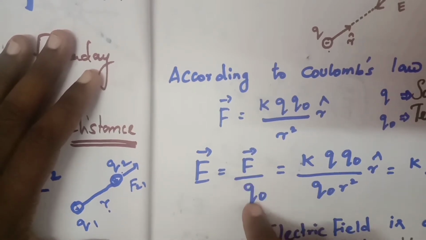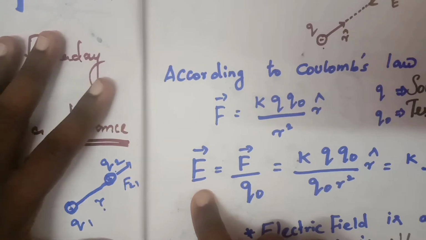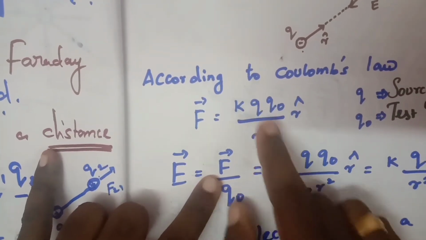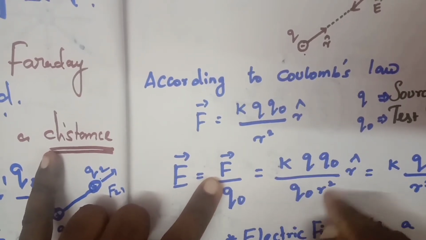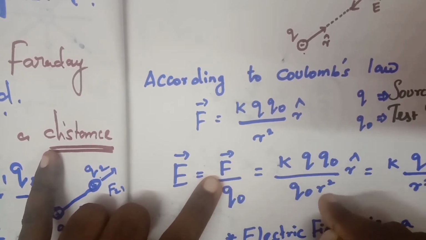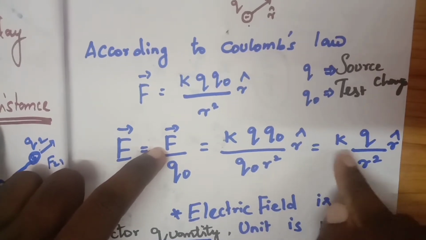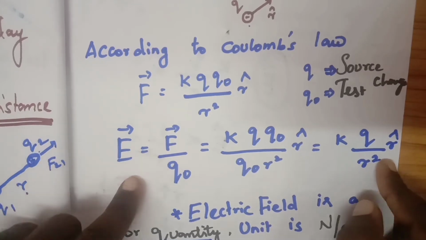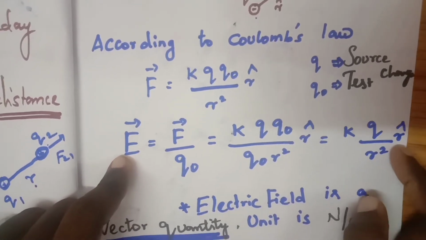The force acting per unit charge is known as electric field. I am going to substitute the formula of Coulomb's law here. F vector is equal to K Q Q0 divided by r squared r cap. So K Q Q0 divided by Q0 into r squared r cap. So Q0 gets cancelled. Finally, I get K Q divided by r squared into r cap. So E vector is equal to K Q divided by r squared into r cap.